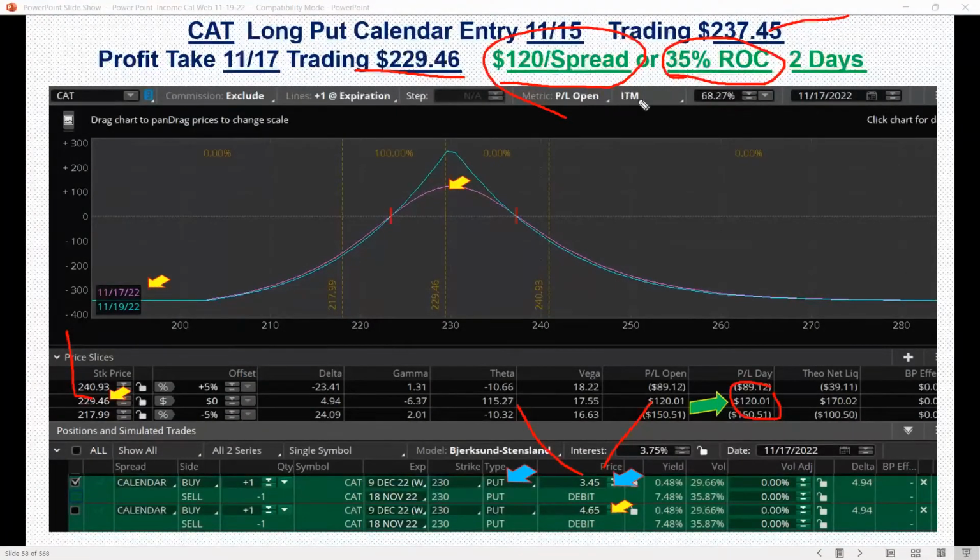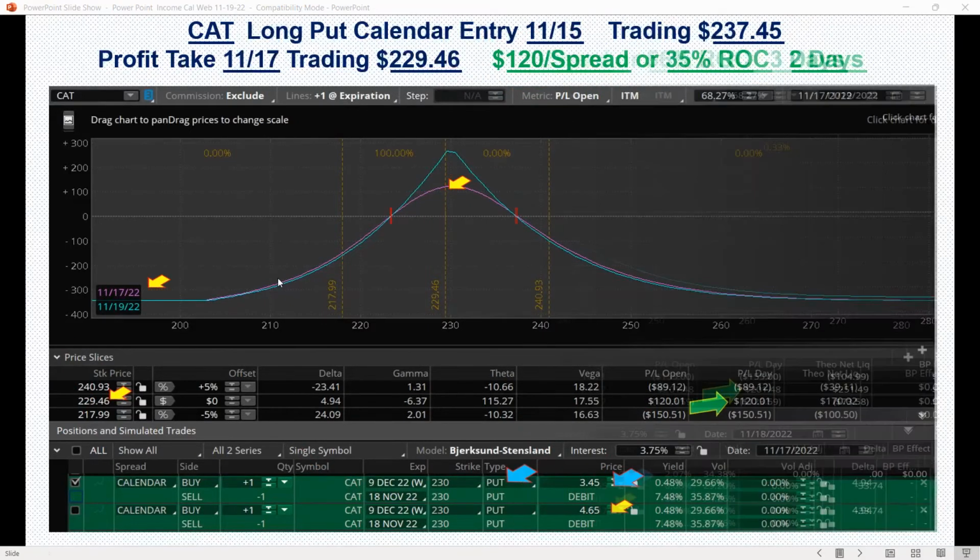Now, the thing with this trade, if we want to stay in it longer, since we're long the December 9 series further out in time, we could have stayed with this trade by just closing out the short strike and going to the next series. We ended up just closing out the whole trade on Friday because this trade was set up just for a small move down to around 230. So you can see here on Thursday, up $120.